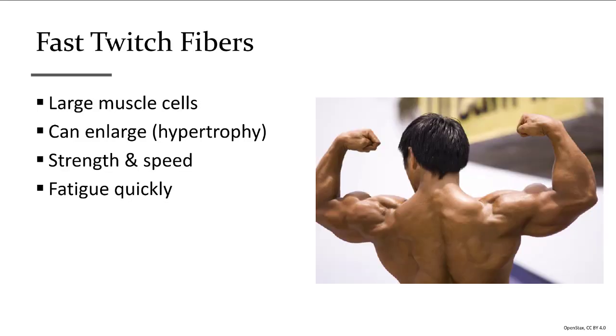Fast twitch fibers, however, are only working for short bursts. It's for rapid, quick movements and high strength, but not for a long duration. So these fast twitch muscle fibers can hypertrophy or enlarge so they can accommodate greater strength, but they fatigue very quickly.